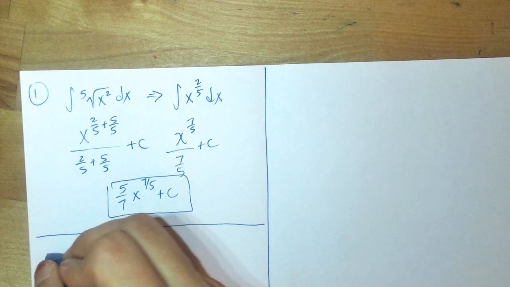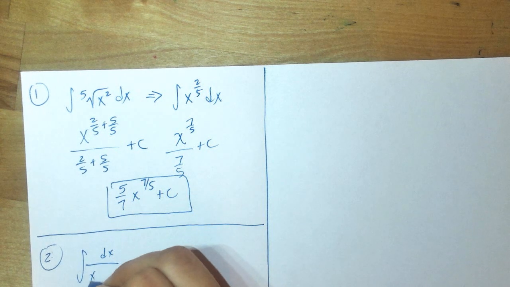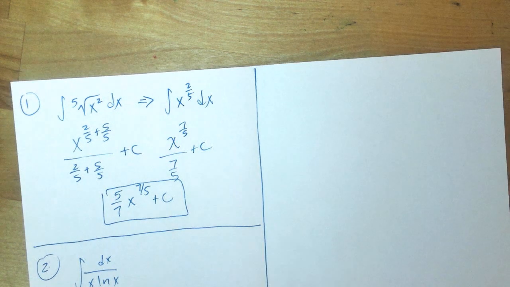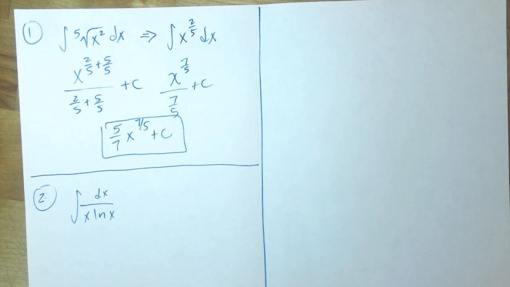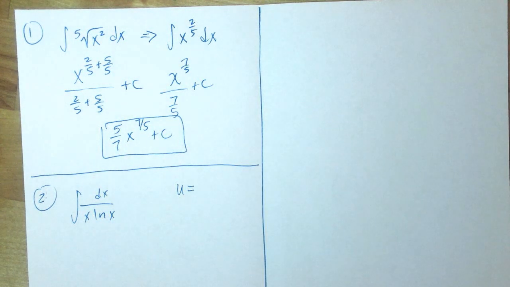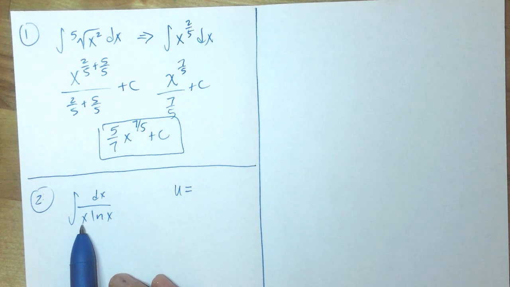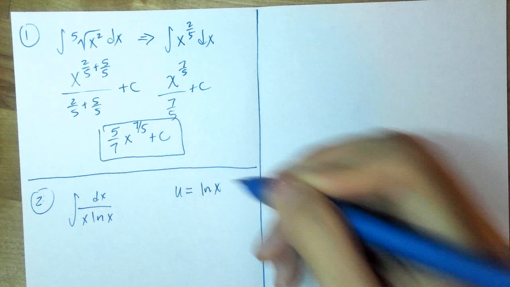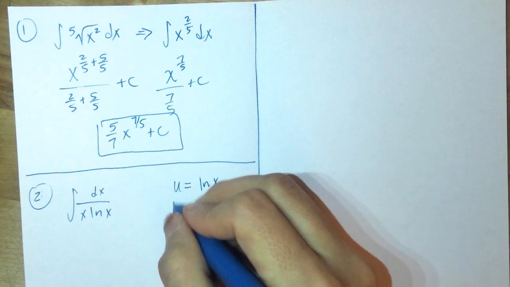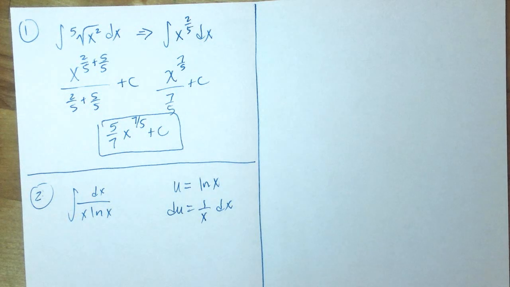All right, look at number 2. So number 2 is a little strange. This one says dx over x ln of x. What do you think your u should be, guys? Yeah, so what I would do is I know that the derivative of ln of x is 1 over x. Does that make sense? So try to set u as ln of x. Then your du would be 1 over x dx. Does that make sense?